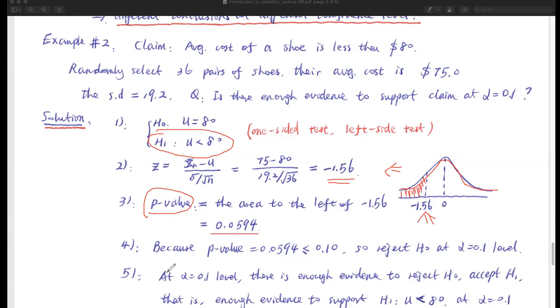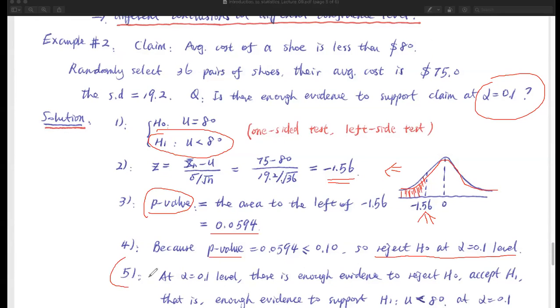So number 4, compare and make a decision. Compare the p-value with alpha. Alpha is what? 10%. The p-value is 5.94%. The p-value is less than alpha, what do you say? Everybody, can you repeat? You don't have to unmute. Try to wake up. If the p-value is less than alpha, what do you say? Reject. Reject what? Reject H0. So that's number 4, make a decision: reject H0 at alpha equal to 10%.